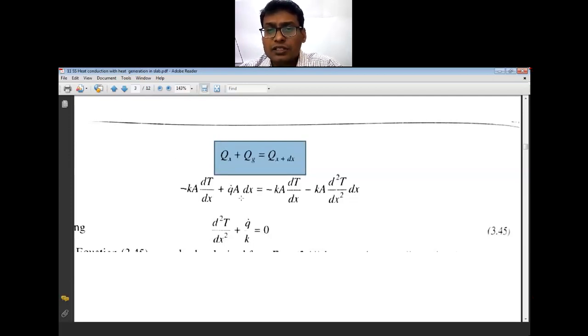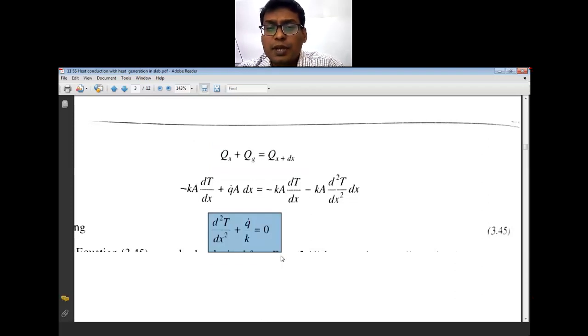After this, A will get cancelled and you will get d2T upon dx square plus q dot, that is the generation upon k, which is equal to 0.